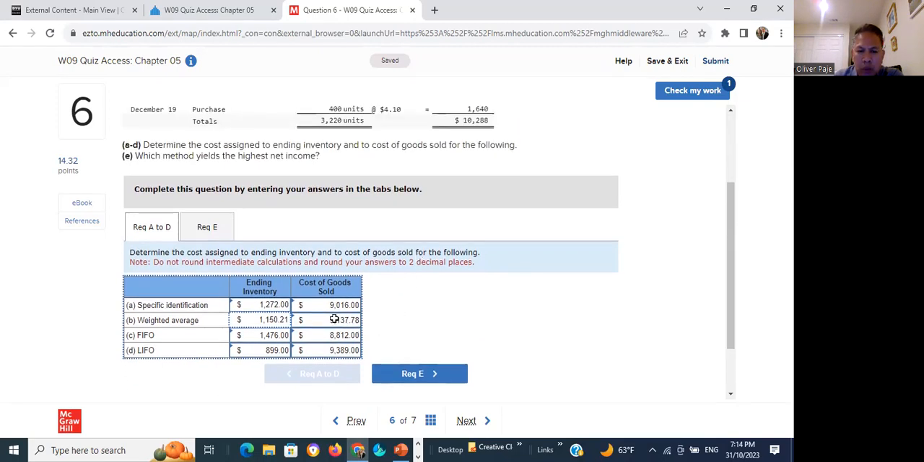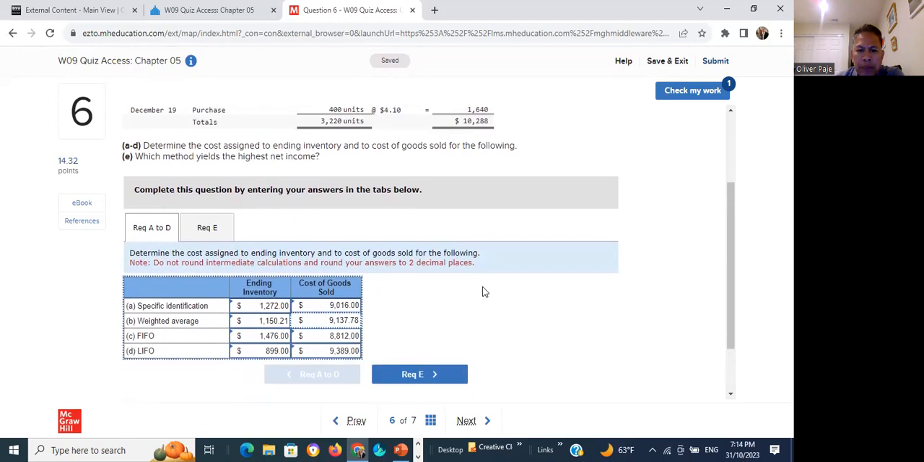And then the same thing for the average unit. To get the cost of goods sold, you subtract 1,150.21 from the total price. You will get 9,136, and so on and so forth. So these are the amounts that I gave during the presentation.